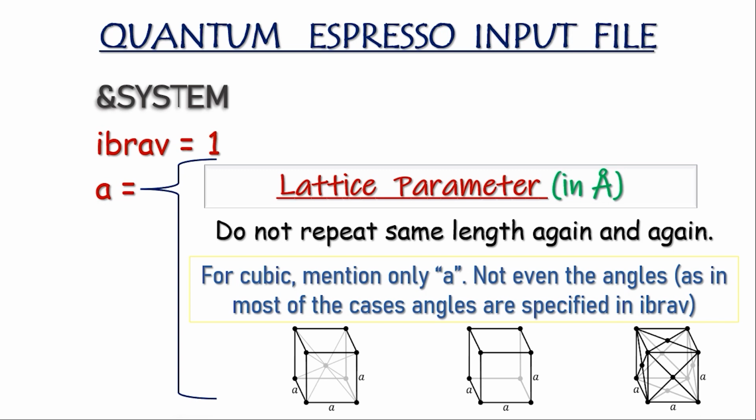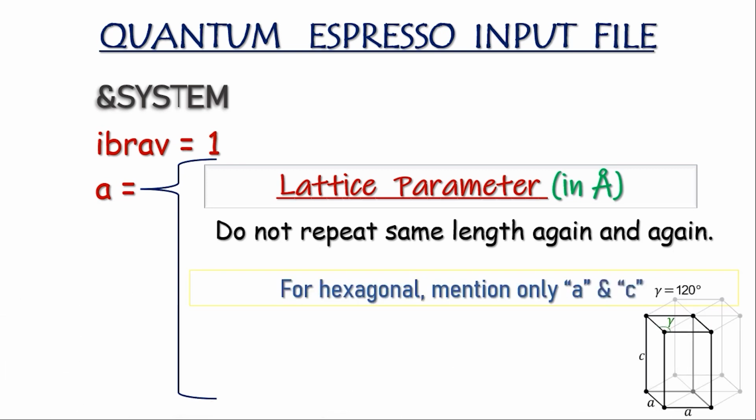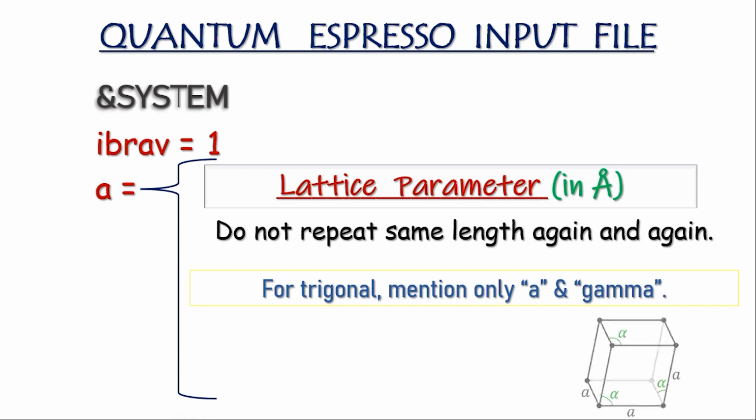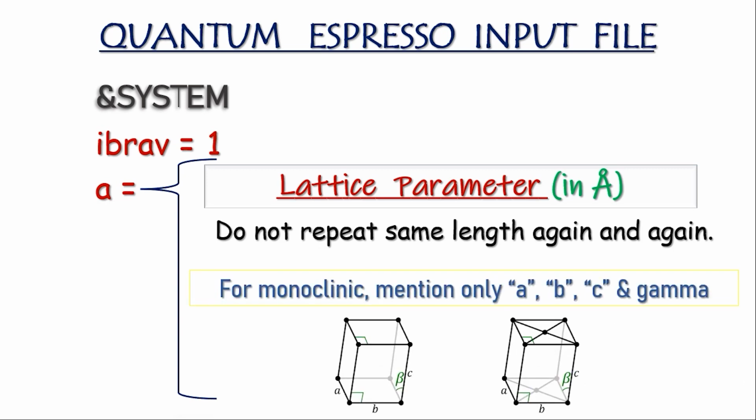Okay. You don't even have to mention the angles, as the angles are already specified when you have chosen the option for ibrav. For tetragonal, you have to mention only A and C, as A and C are not the same here. For hexagonal, you have to mention A and C. The 120-degree angle is mentioned in ibrav by default if you have chosen hexagonal. For orthorhombic, you have to mention all the three lengths A, B and C. For trigonal, mention only A and gamma. That is the lattice parameter and only one angle. For monoclinic, you have to mention only A, B, C and one angle. The code will understand the angle by gamma here.